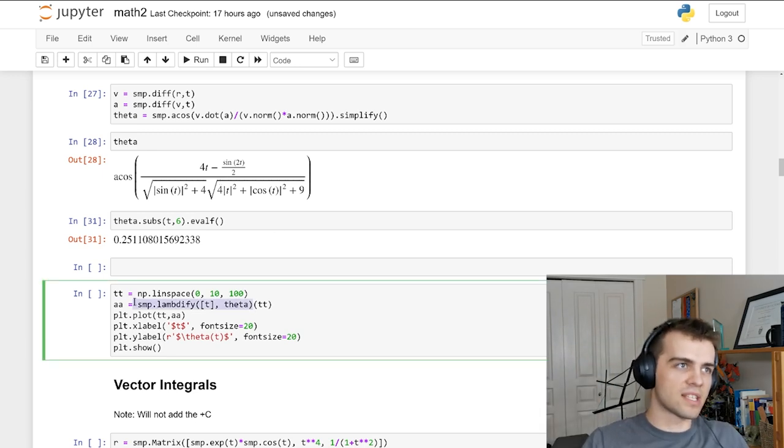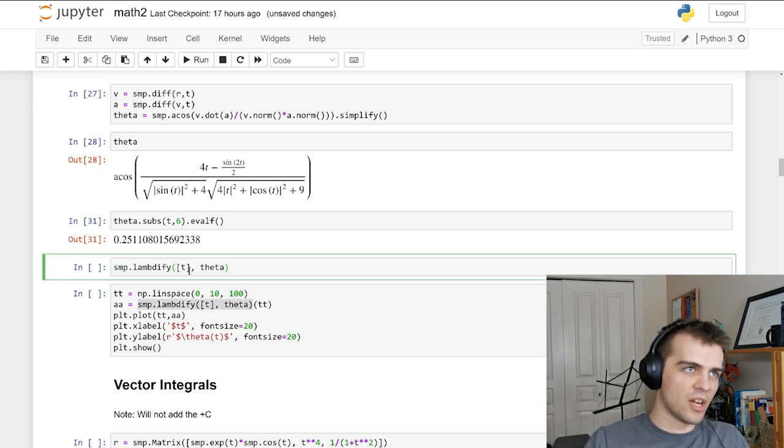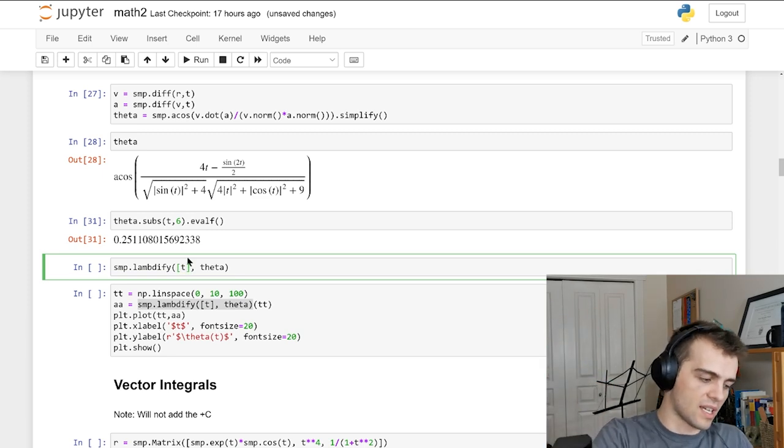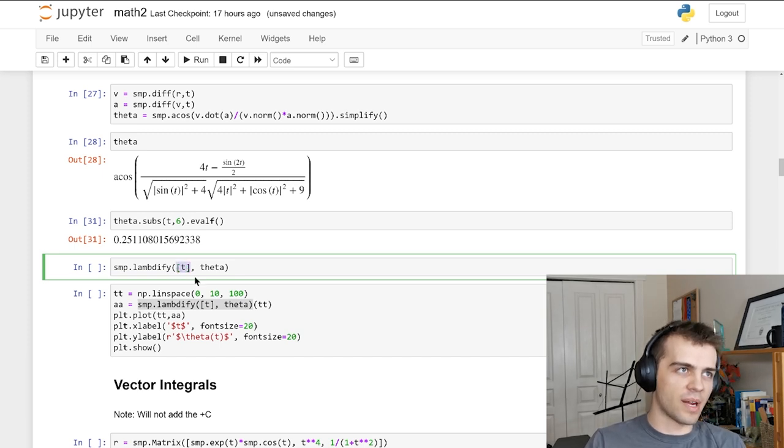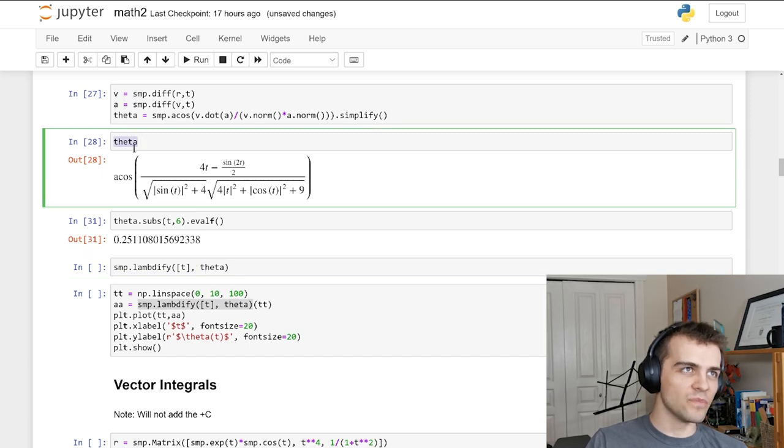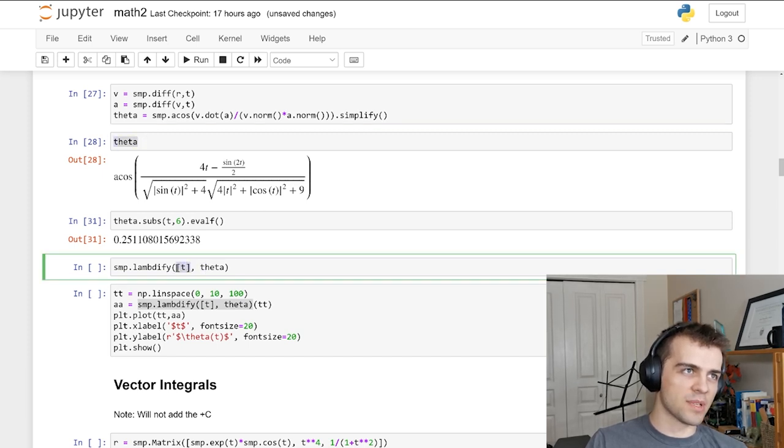So for that, I use this sympy.lambdify here. So the only argument that this takes in is t. So I give it a t here. If it took in t and y and z and all these other things, I would have to include these as arguments here. But it only takes in one thing here, so it looks sort of weird. It's in an array. And the thing that I'm lambdifying is theta, which is this function here. So it's the arguments to that function all in an array here, and then the function itself.